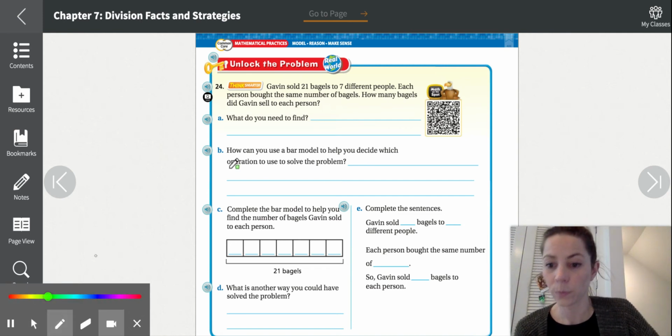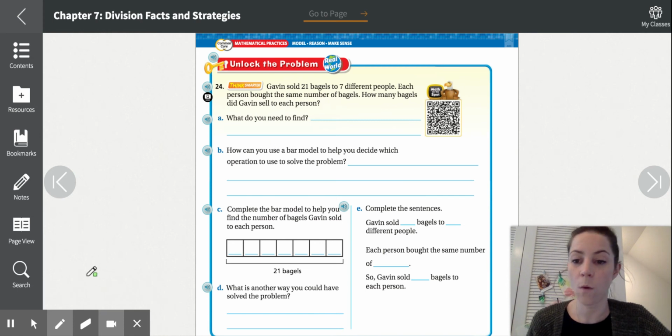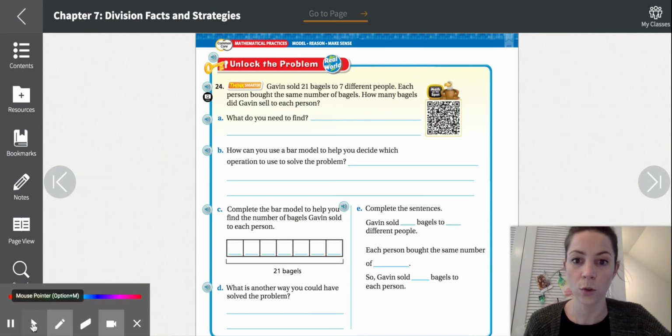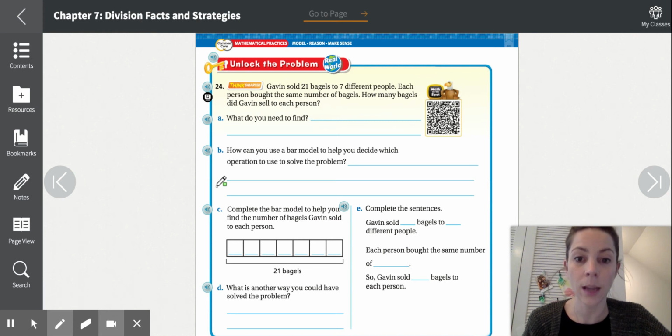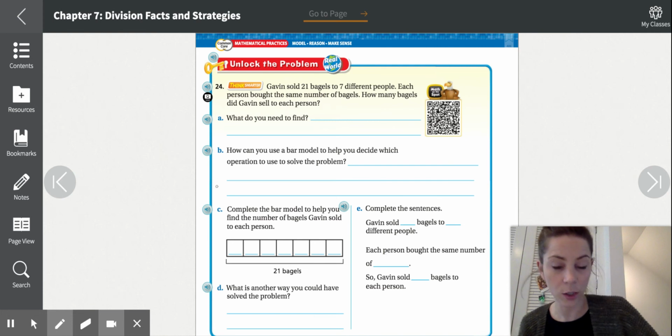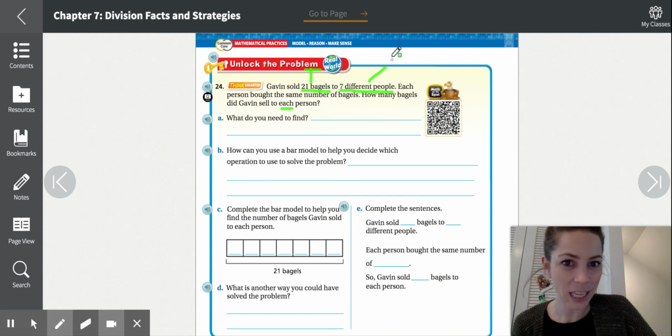Alrighty, so number 24, Gavin sold 21 bagels to 7 different people. Each person bought the same number of bagels. How many bagels did he sell to each person? So I'm trying to find how many for each. There's 21 bagels total, and there's 7 different people. So the people are kind of getting like a bag of bagels, it seems like. So they're actually the groups. They're not getting 7 each. That's what I'm trying to find down here, okay?